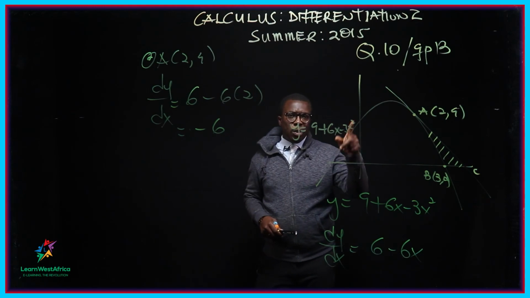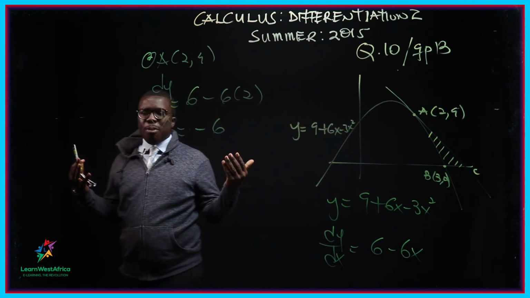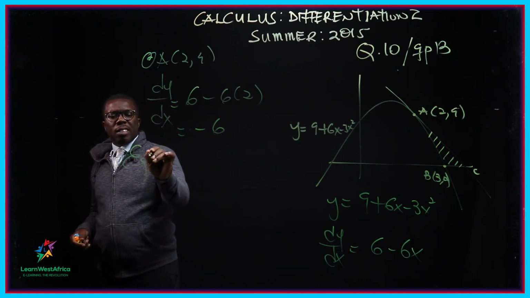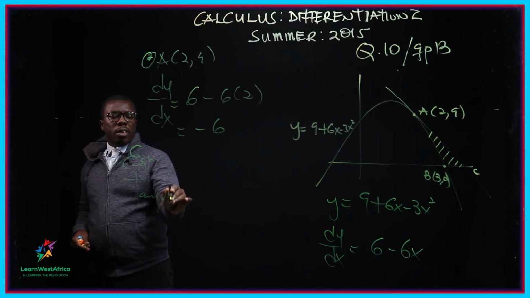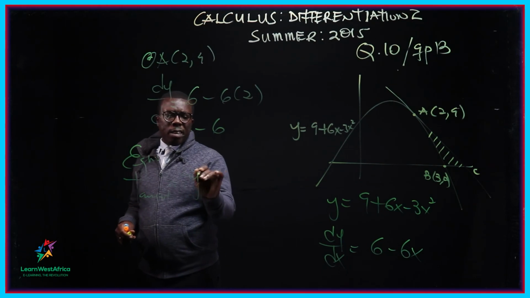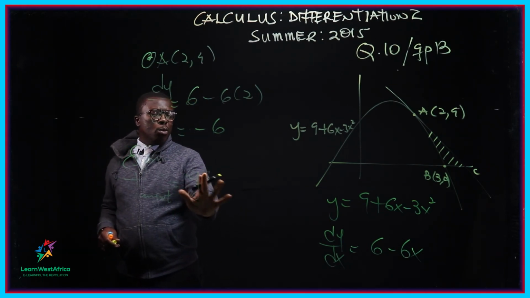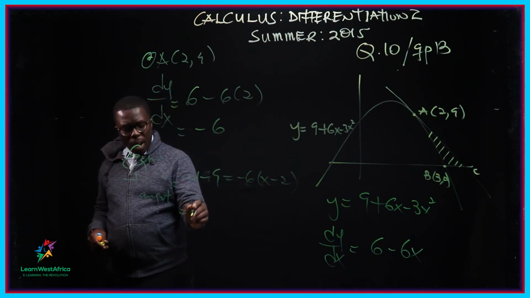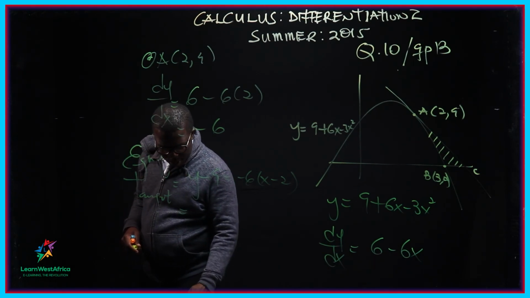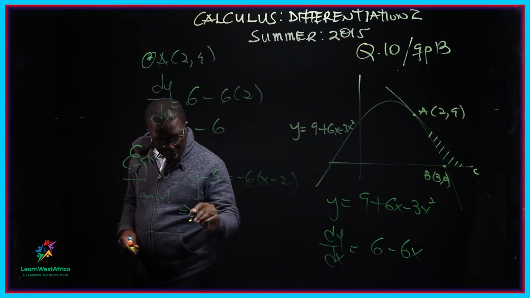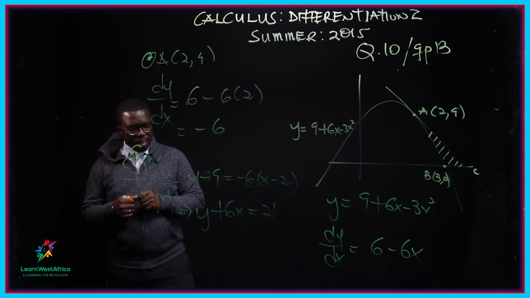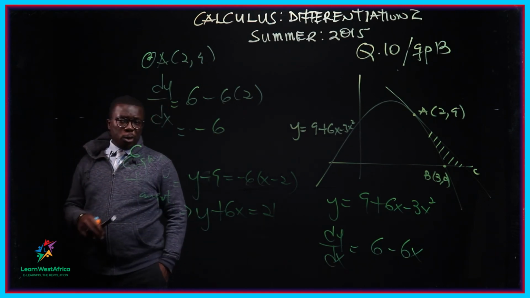Now we have the gradient of the tangent, and we have one point, (2, 9). Therefore, the equation of the tangent can easily be found. Equation of tangent: y minus y1 equals m into x minus x1. Remember, you use the values in here. So you have y minus 9 equals minus 6 into brackets x minus 2. When we resolve that, you're going to have y plus 6x equals 21. So this is the equation of the tangent AC.